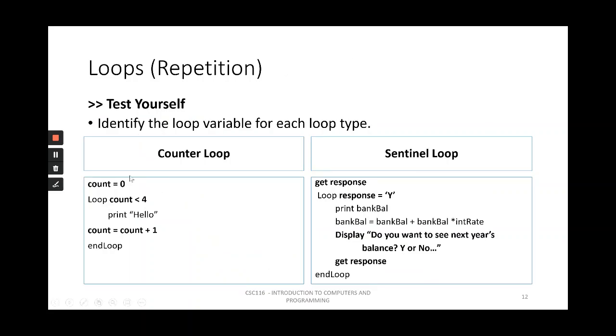Based on these two examples, you need to identify the loop variable for each loop type. I want you to think and figure out, for this question, what the type of variable is for the counter loop example and for the sentinel loop example.